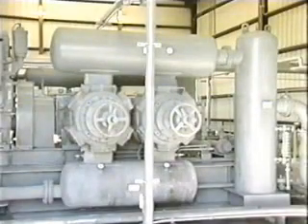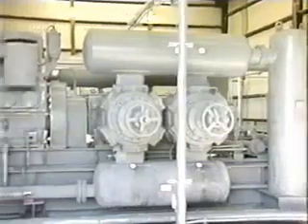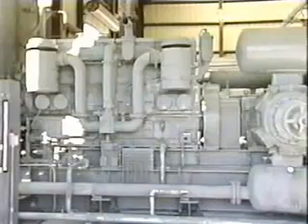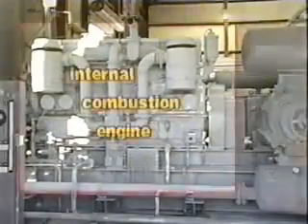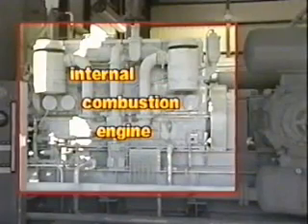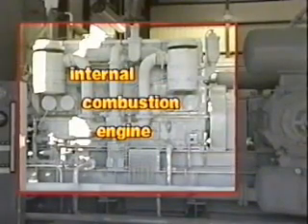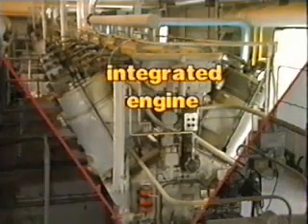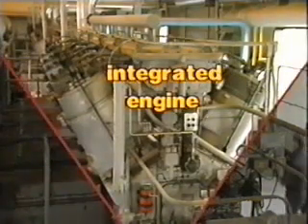Internal combustion engines, however, are still the most common prime movers for reciprocating compressors. They are either a 2-cycle or 4-cycle engine. Engines for compressor packages are considered either integrated or separable. Integrated engines are a part of the compressor frame and cannot be separated from the compressor package.